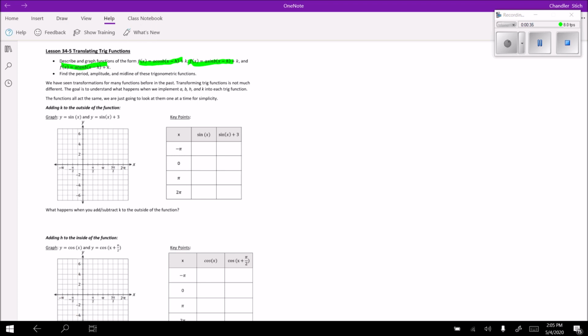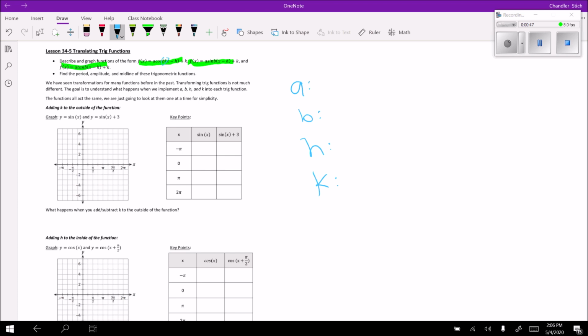We have four. We have A. I want to know what happens if I multiply A. B. I want to know what happens if I multiply B on the inside. H and K. And we could call them A, B, C, D, but we'd see H and K more often.